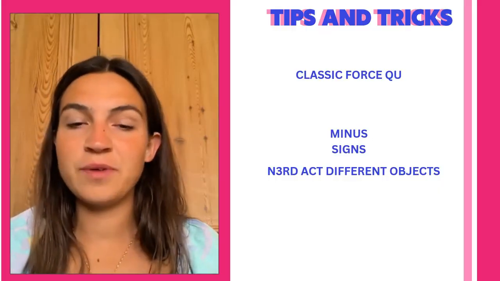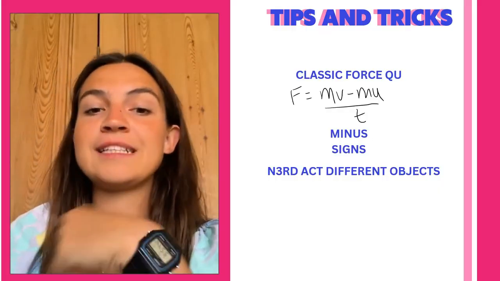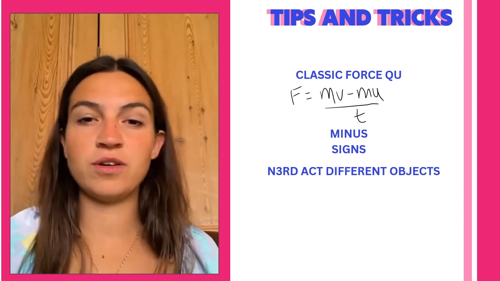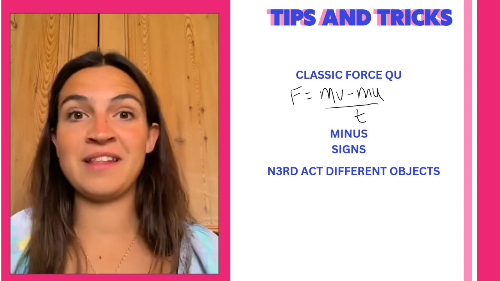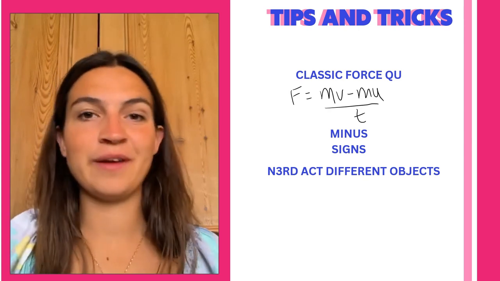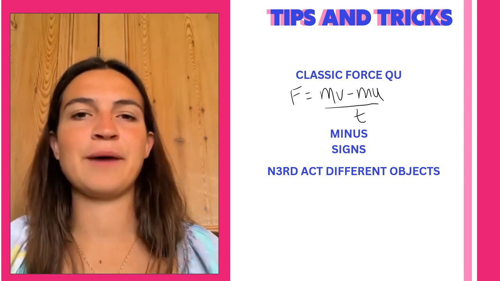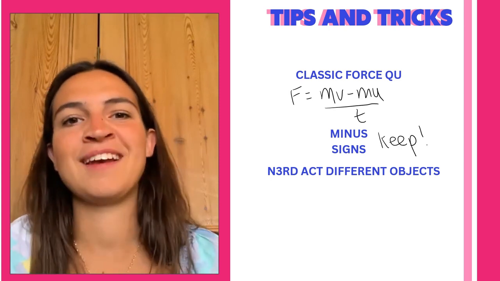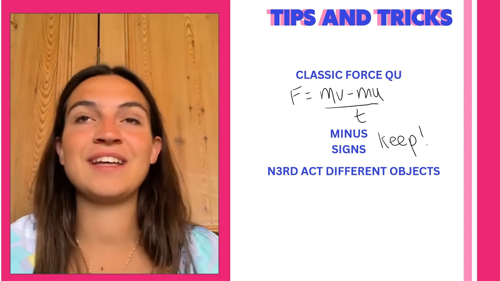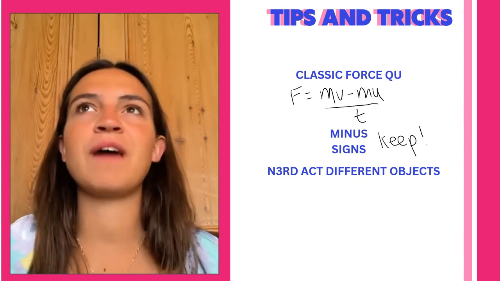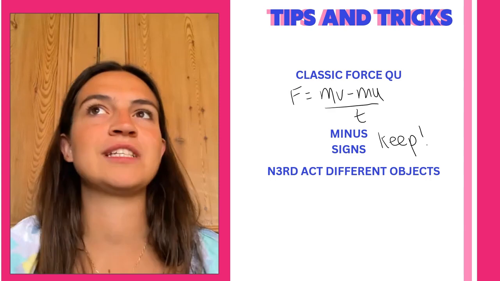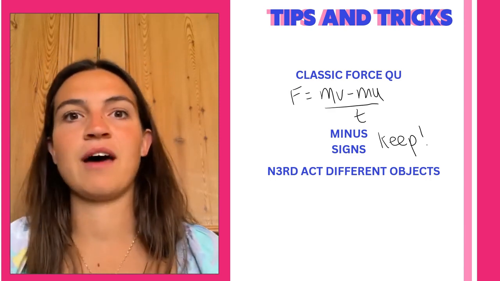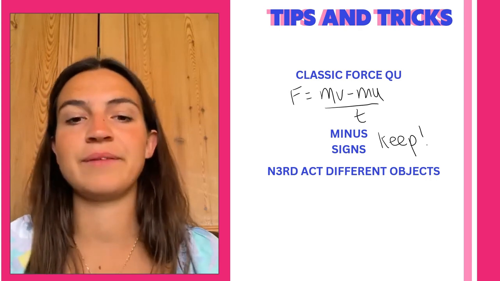Okay, tips and tricks for this question. Firstly, your classic force question with the egg smashing. They can use loads of different contexts, but remember, just write down that equation, explain T being longer, and go from there. Adapt it to the scenario that they've given you. Minus signs, keep them in. Momentum calculations and that force equation, it's very important that if one of your velocities is negative, you make sure to keep the minus sign there. Otherwise it could change your final answer.